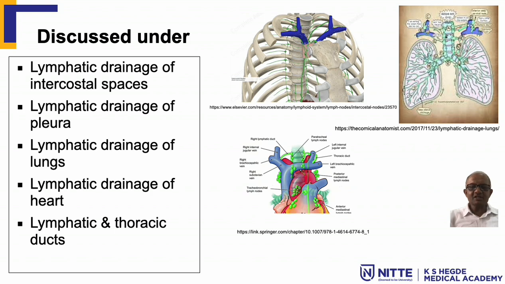The lymphatic drainage of the thorax will be discussed under the following headings. First one, lymphatic drainage of the intercostal spaces, that is the body wall. Lymphatic drainage of structures like pleura, lymphatic drainage of the lungs, lymphatic drainage of the heart, and also finally we will be talking about the lymphatic duct as well as the thoracic duct.